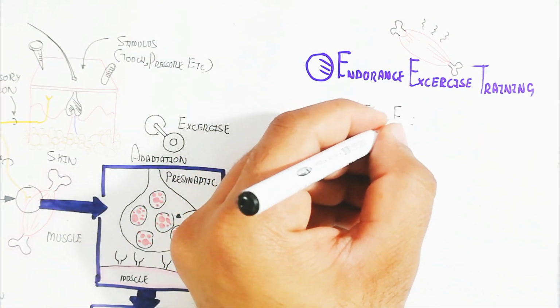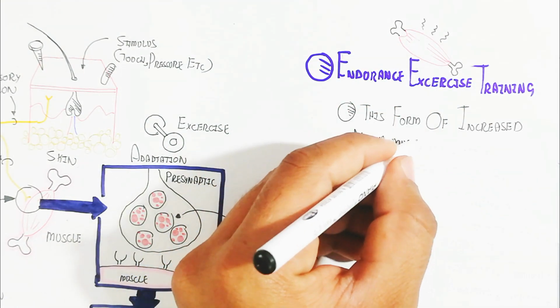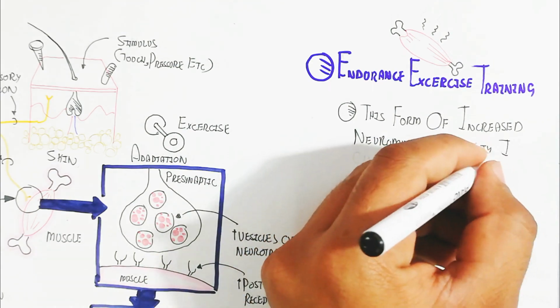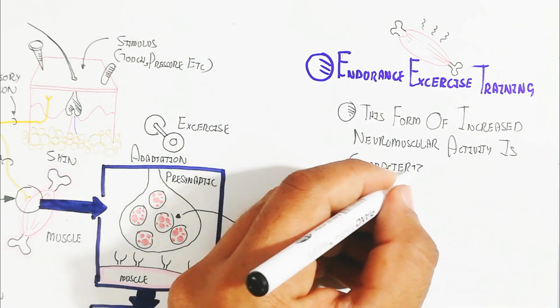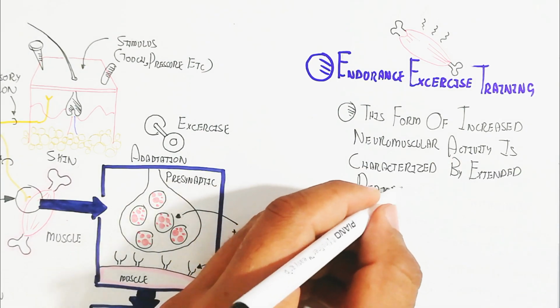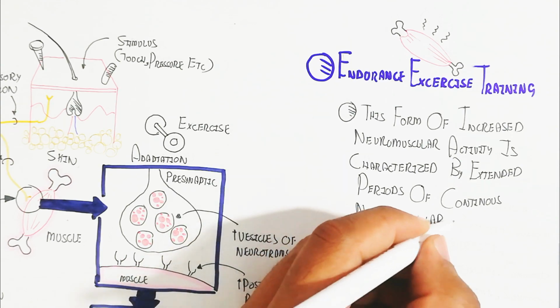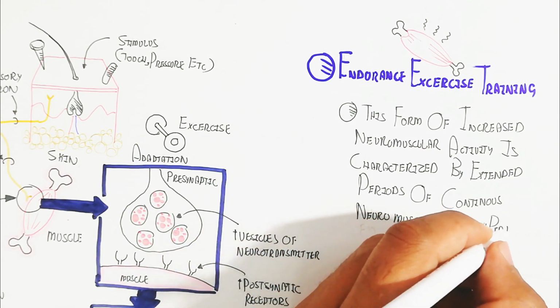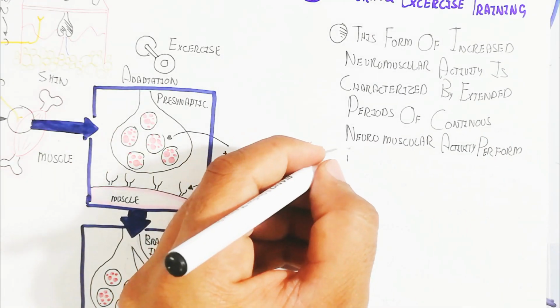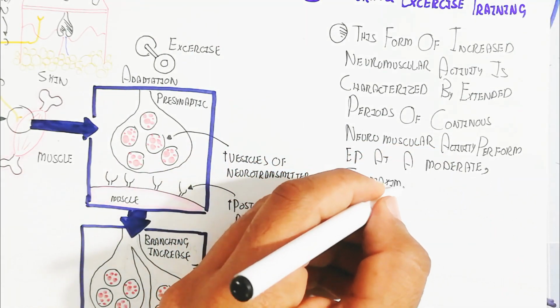Endurance exercise training is a form of increased neuromuscular activity, characterized by extended periods of continuous neuromuscular activity performed at a moderate, sub-maximal intensity. Commonly, this is by running, swimming and bicycling.